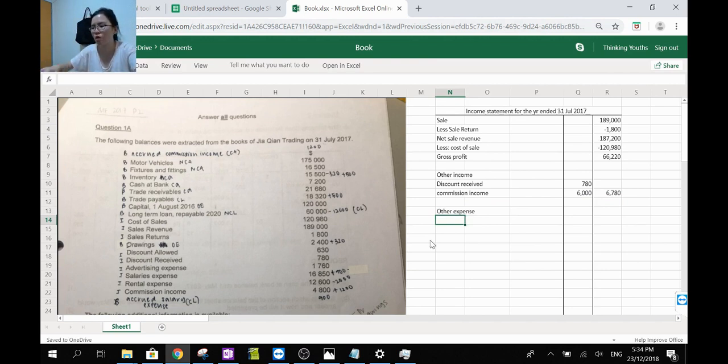And other expenses. We only have 4: discount allowed, advertising expense, salary expense and rental expense. The first one, discount allowed, there's no adjustment, 630. Advertising, there's no adjustment, 1760. Salary expense is 16,850 plus 900. Rental will be 12,600 minus 2,000.